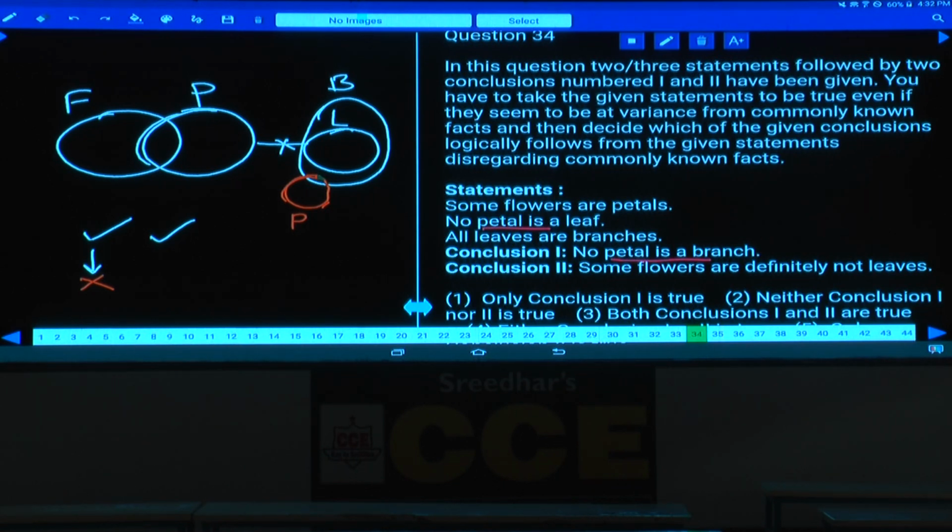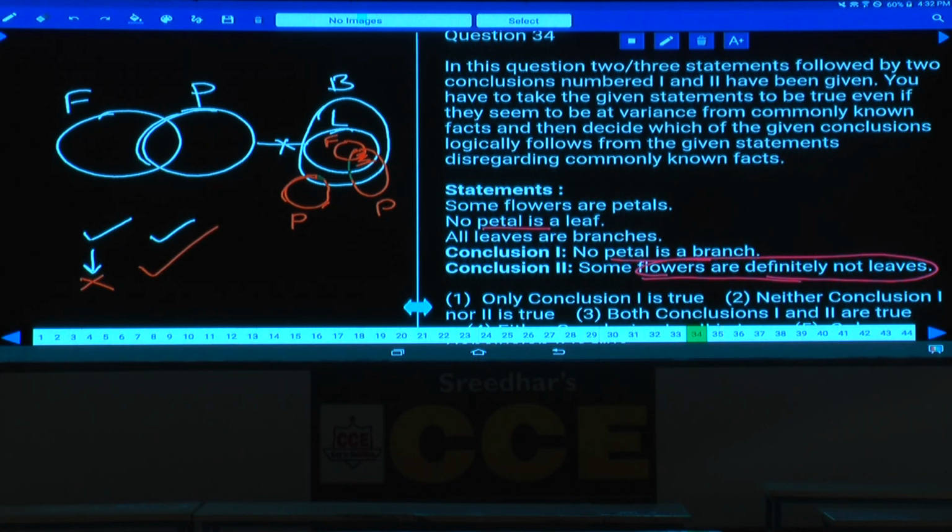Then coming to the second, some flowers are not leaves. To check whether this can be false at least once, we should prove all flowers are leaves. If all flowers are leaves, then flowers must be drawn like this, isn't it? If you draw flowers like this, some flowers are petals, then petals will come here. If petals come like this, then no petal is a leaf will become false because some of the petals will be leaves. This is the region of petal and leaf. Isn't it? Statement invalid, alternate diagram cannot be drawn, hence this will be true forever.